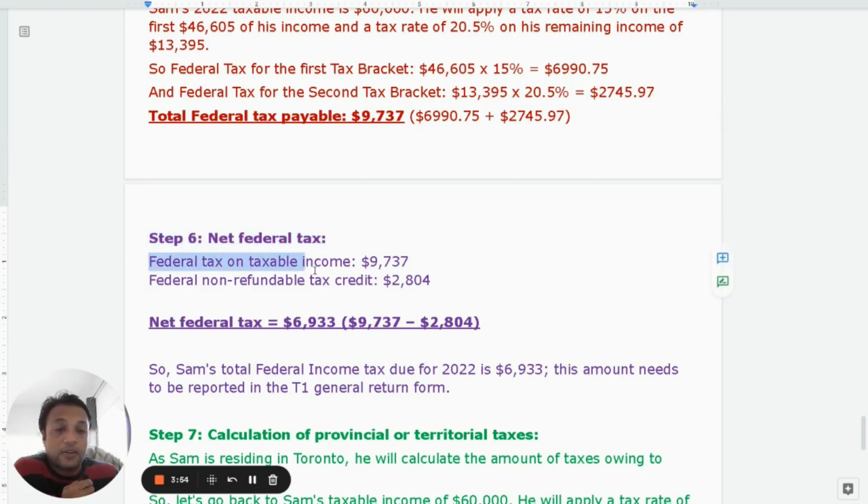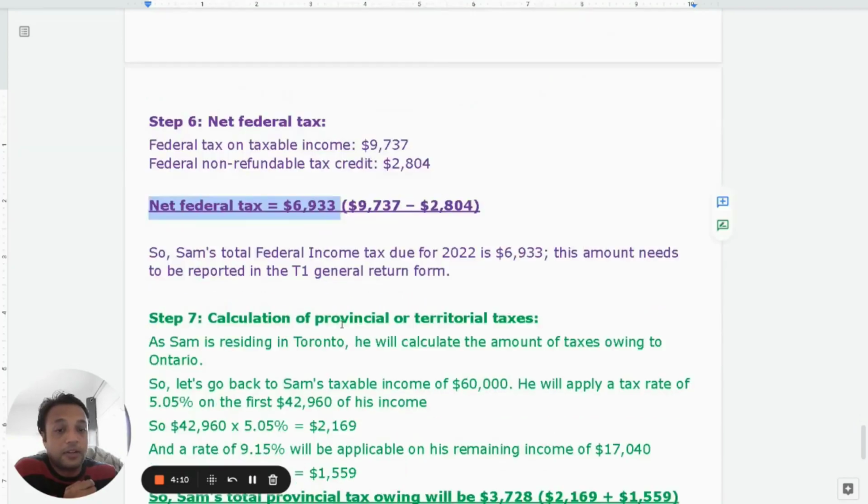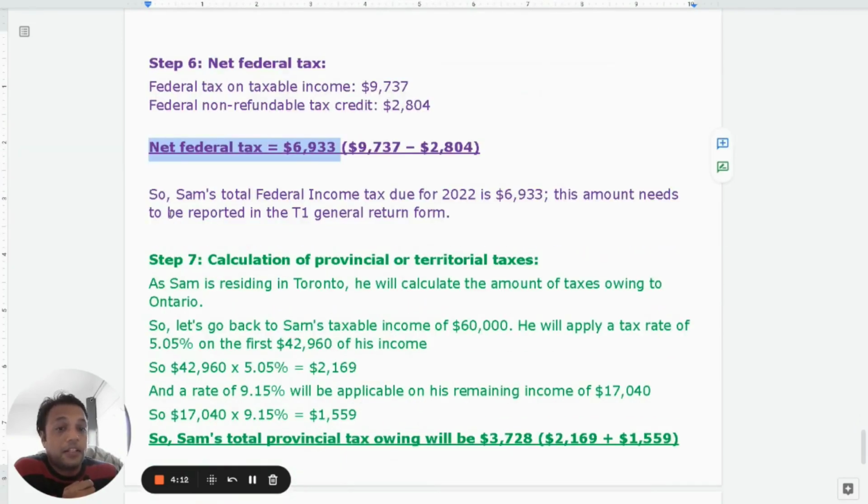Let's move on to step number 6, that is finding out net federal tax. So federal tax on taxable income is $9,737. Federal non-refundable tax credit is $2,804. So net federal tax would be $6,933. This is the total Sam's federal income tax due for 2022, and that is $6,933. This amount needs to be reported in the T1 general return form.